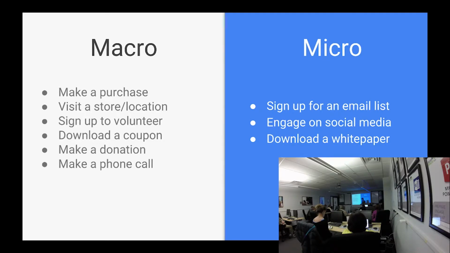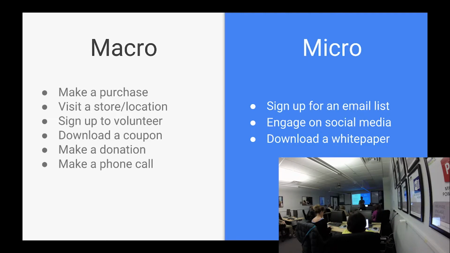So what are macro conversions? Macro conversions are anything that leads to real revenue for your business. That could be making a purchase if you're an e-commerce store, where you track exactly when somebody makes a purchase. Maybe it's visiting a store location. Maybe it's signing up to volunteer, downloading a coupon, making a donation, or maybe they even pick up the phone. I track macro conversions. When people ask me what they should track, this is it, macro, particularly.